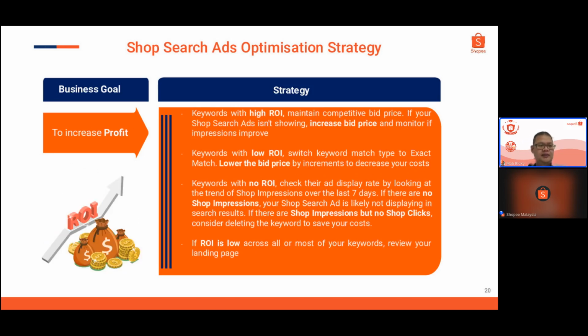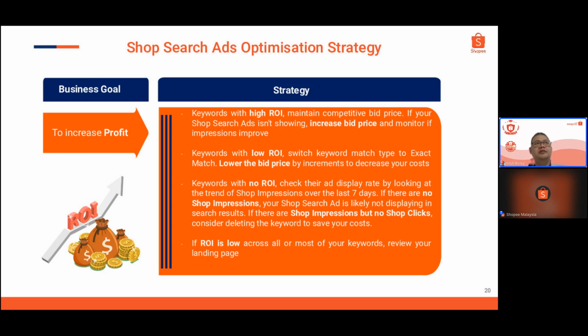Then the next thing is increased profit. So for increased profit for shop ADS, normally we need to find out which keyword has a high ROI. Currently Shopee already changed to ROS. So from my experience, normally I will increase the bid price or I will increase the budget also.